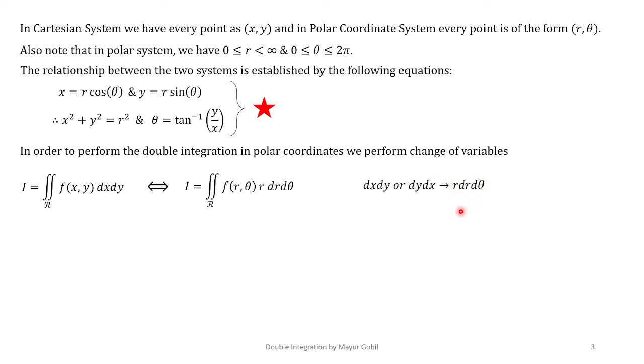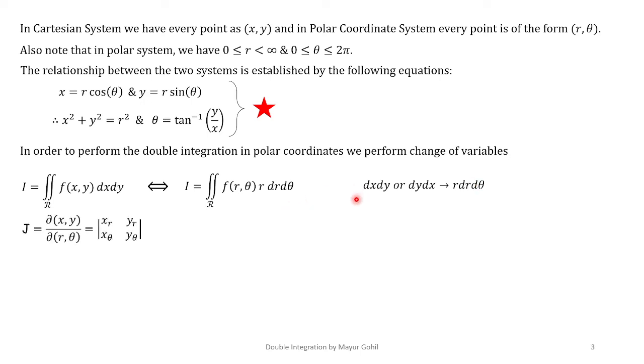Now what is this r term? Remember, in the world of calculus, whenever you transform the variables from one set of variables to another, the shape of the figure is going to change. The area or the figure may change, so that change and its properties have to be incorporated. One of the reasons is why we calculate the Jacobian.